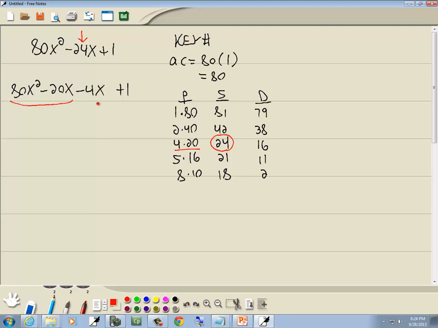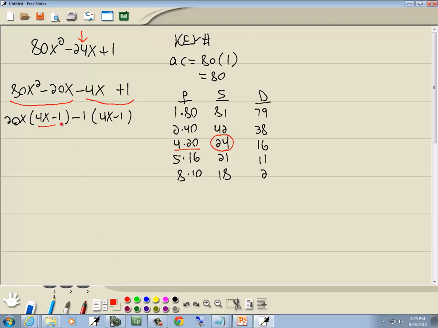Then we want to factor by grouping. Group the first two terms together, group the last two terms together. The first two terms have a 20 and an x in common, the GCF. So I factor out a 20x, and that gives us 4x minus 1. The second group has nothing in common, but my first term's negative. Remember with GCF, if your first term's negative, you always bring a negative out. And that leaves us 4x minus 1.